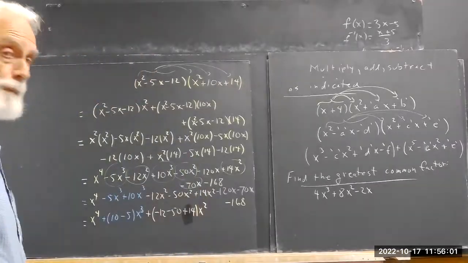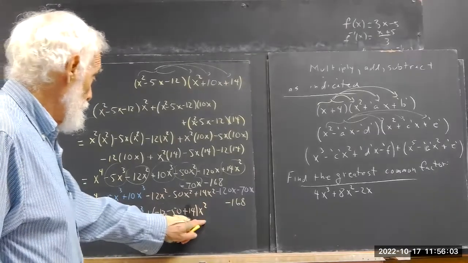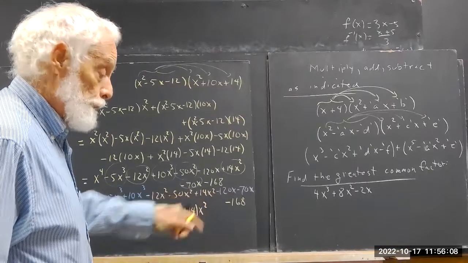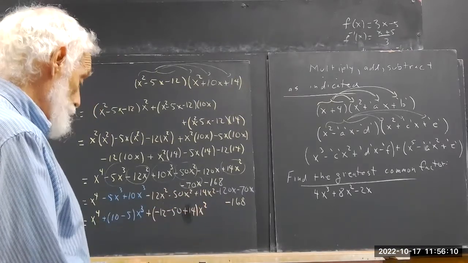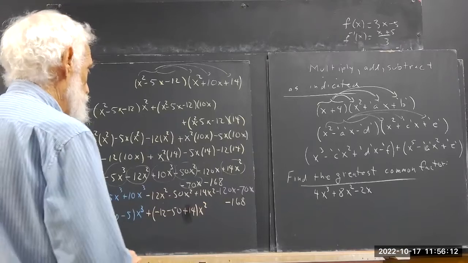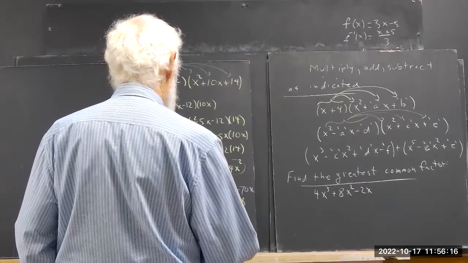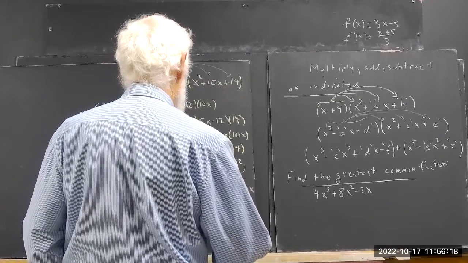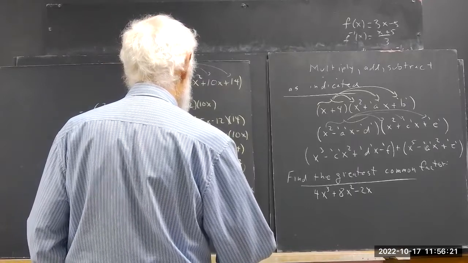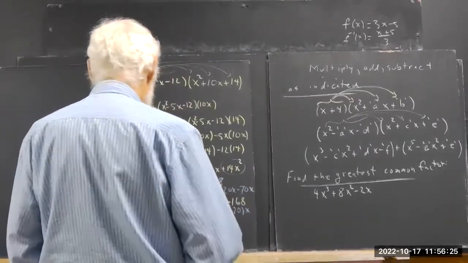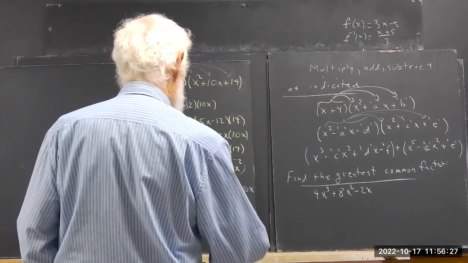Okay. Again, this multiplies out to give me this negative 50x squared. There it is. 14x squared is there. And then what color do I need? I need plus. Negative 120 minus 70x. Then we got our minus 168.